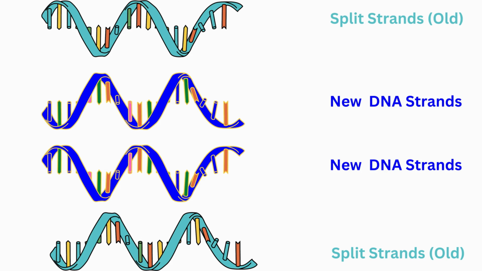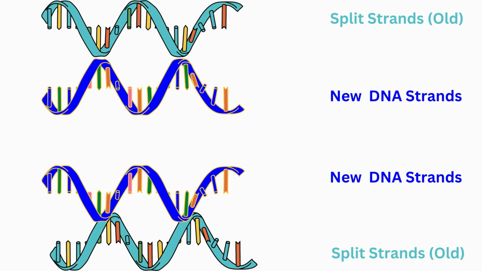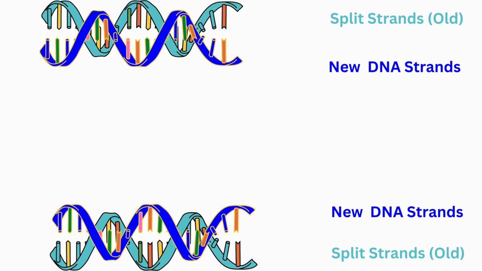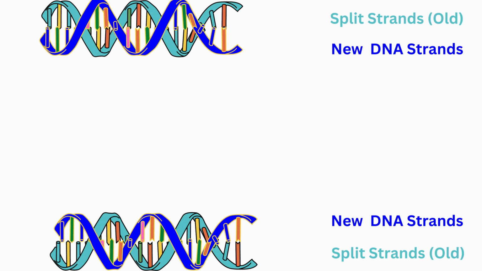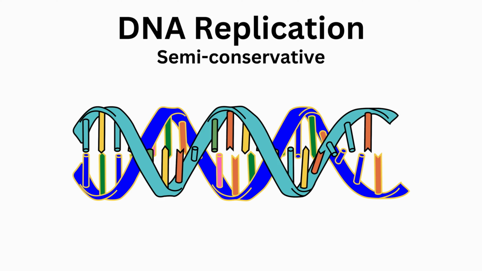The new strand will then helically wind along with one of the previous strands, or one of the old strands, which acted as a template for the new strand to be formed. Hence, a new piece of DNA will include one new strand and one old strand. Hence, DNA replication is a semi-conservative mode of replication.